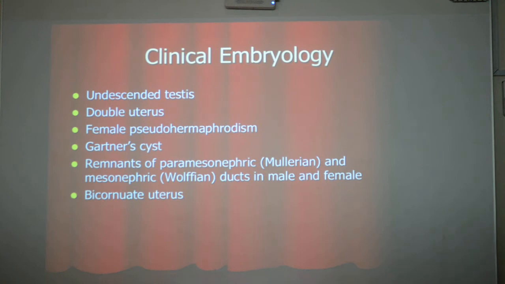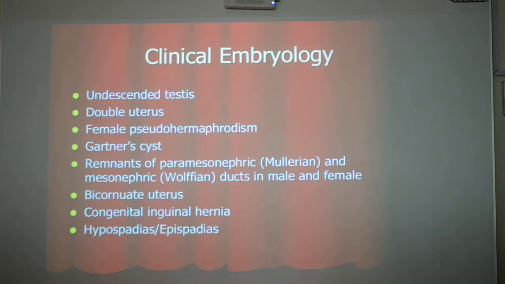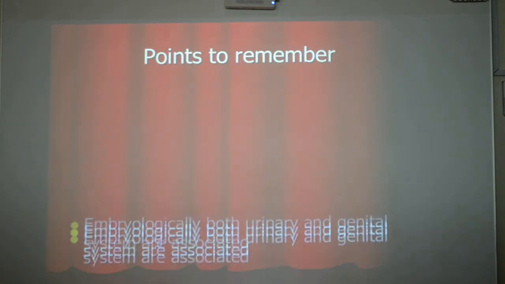Bicornuate uterus, you can understand the uterus could be looking differently. Congenital inguinal hernia, you have done it yesterday, how it happens. Hypospadias, epispadias, we'll learn that. Points to remember.